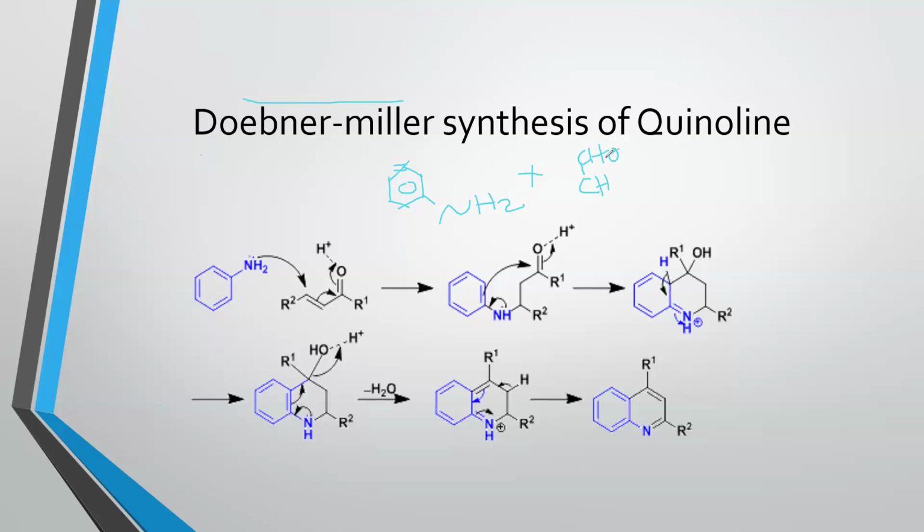This compound is known as acrolein, right? What will be the IUPAC name of this compound? CH2 double bond CH-CHO. And this will give me quinoline.